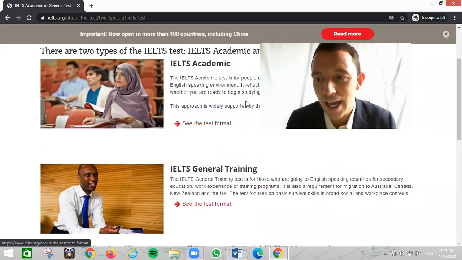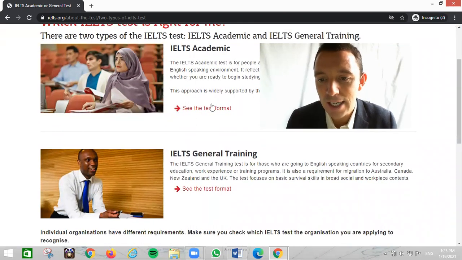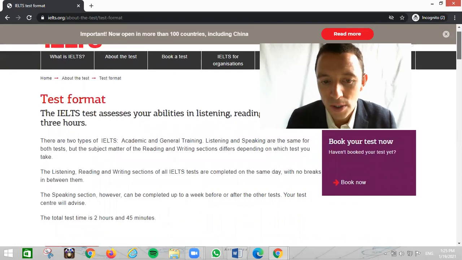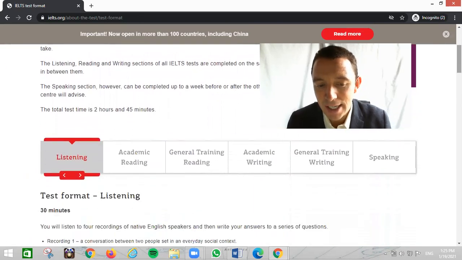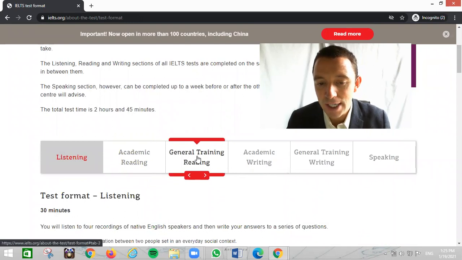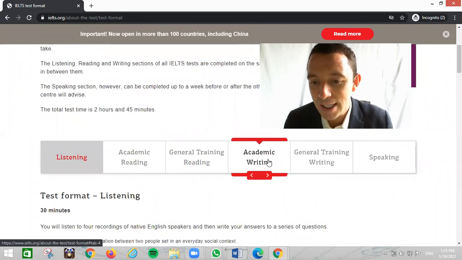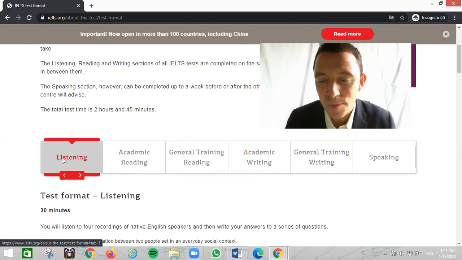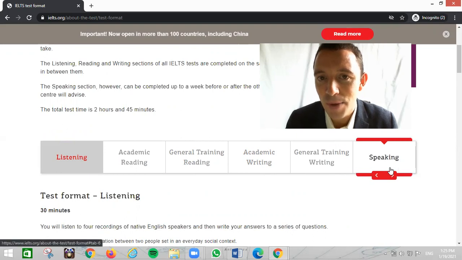Okay, so let's look at the academic format. So we click here, the Academic format, and it will explain each part of the exam. So here's the format, and basically we have listening, academic reading, general reading, which are different, academic writing or general writing. So remember, the listening is the same in the academic and in the general test. So the listening is exactly the same in the academic and in the general, and the same with the speaking. The speaking exam is the same in the academic style and the general training style, okay?